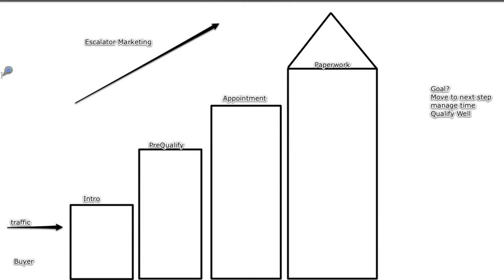Okay, so the first thing you're going to do is create some traffic. Okay, and really this should be a number of different arrows. Traffic comes from all different sources, and you want to have traffic from all sources. It's like you want to have fishing lines in all different parts of the water so that you have a chance of catching more fish.